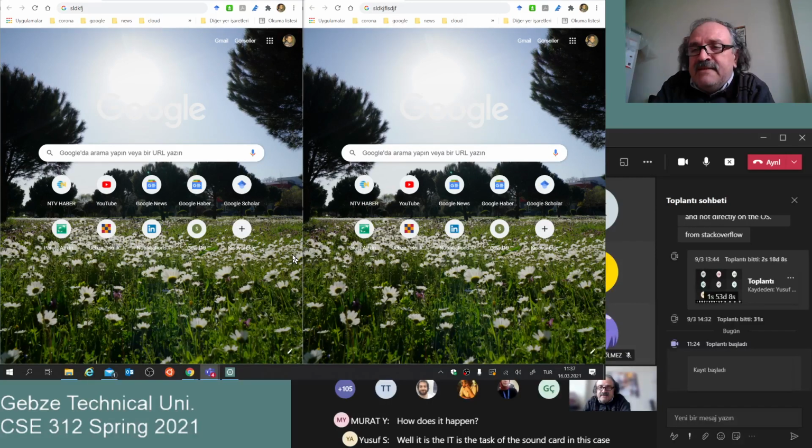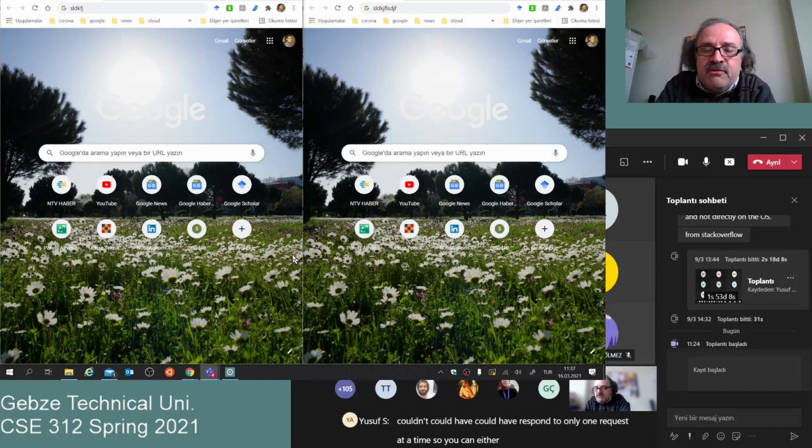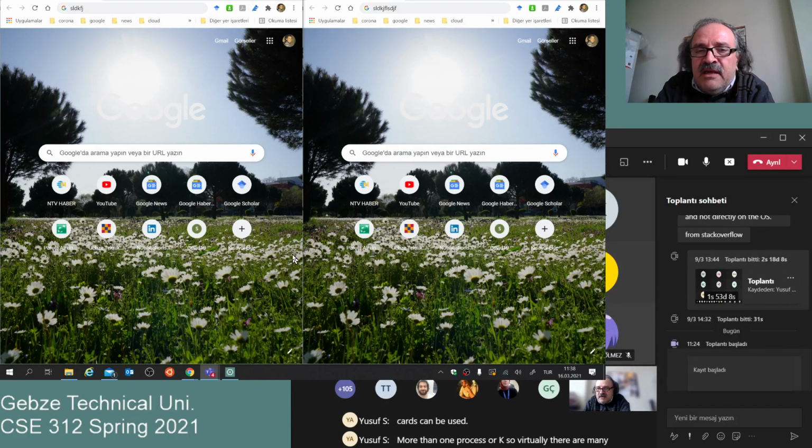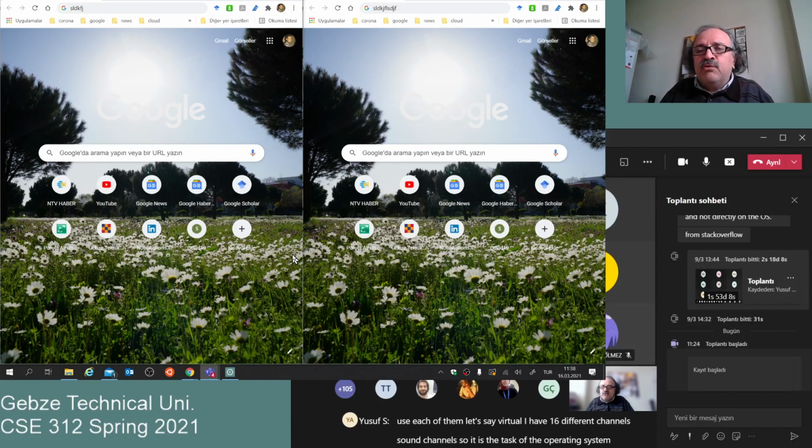Previously, in the first days, a sound card could respond to only one request at a time. So you can either play something or record something and don't do anything else. Nowadays, the sound cards can be used by more than one process. So virtually there are many sound cards there. It is like many cores of the same CPU, right? You have many sound cards, and many processes can use each of them. Let's say virtually I have 16 different sound channels. So it is the task of the operating system to assign those channels to the processes.